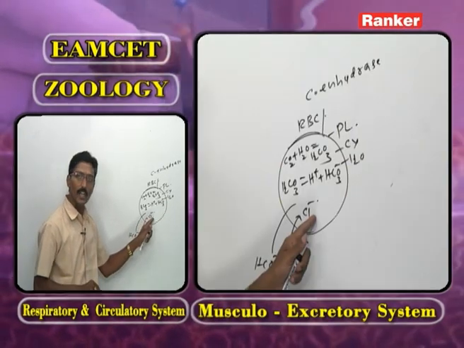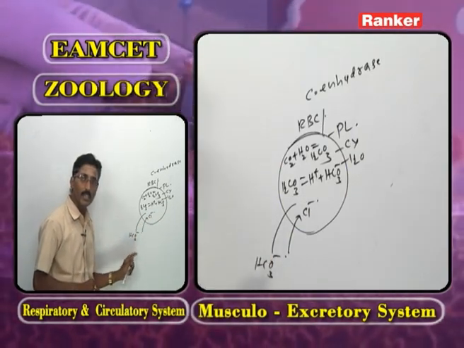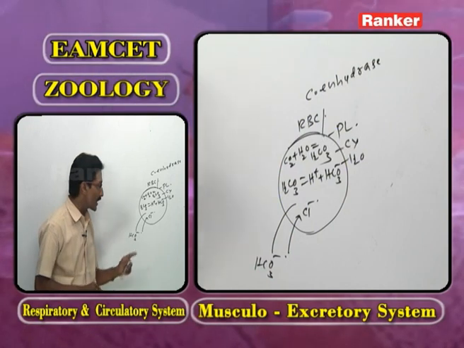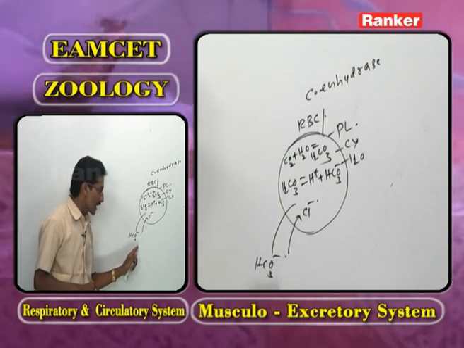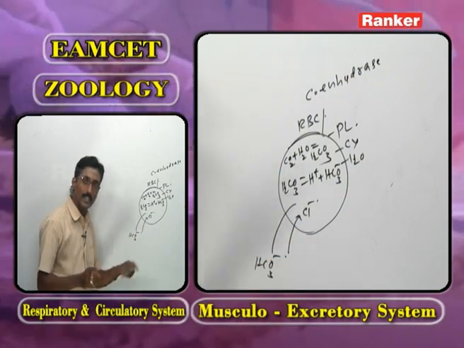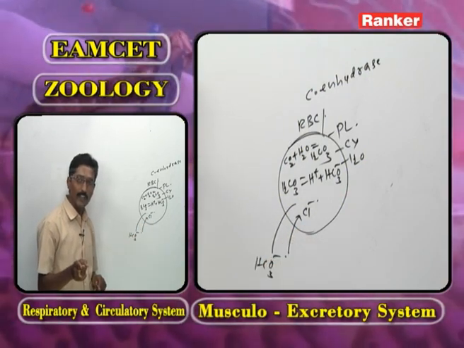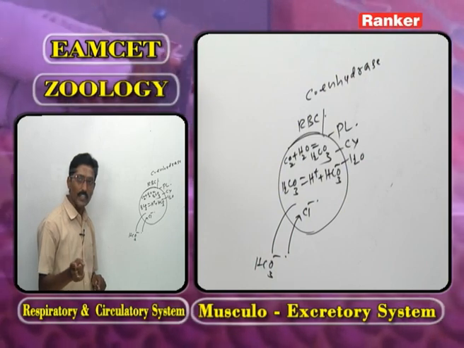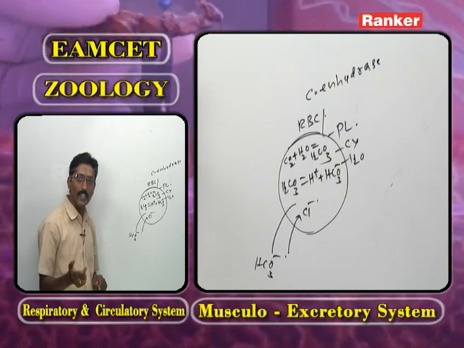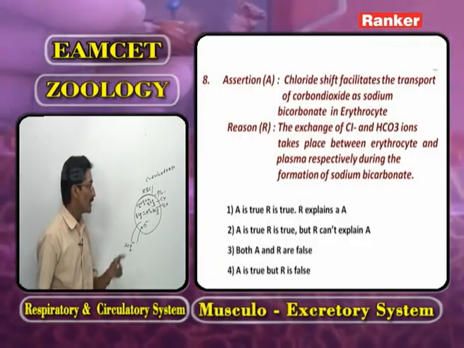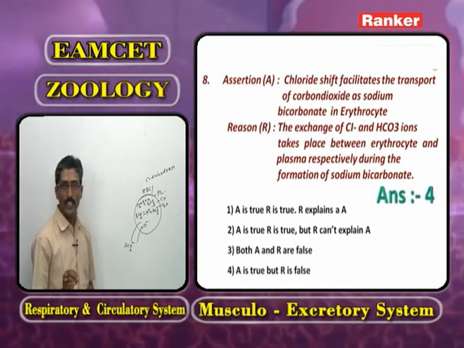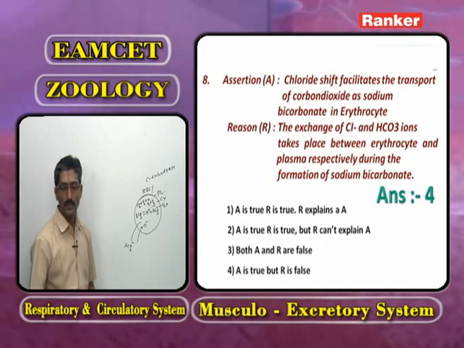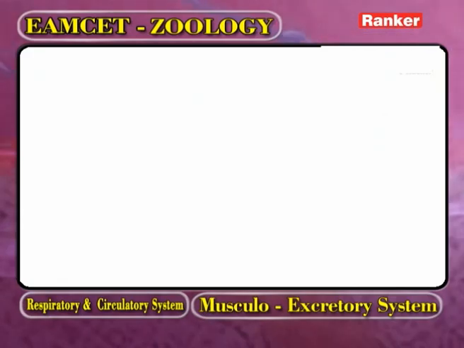First is Cl, next is HCO3, but it is wrong because first what will come out? HCO3 minus. Later what will enter into the RBC? Cl minus. But here what is given? First Cl, next HCO3. So automatically the reason is wrong. The A is correct. So the answer is the fourth one. A is true, reason is false. Now we go for the next question.